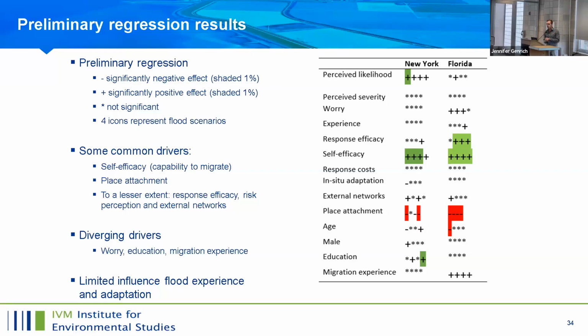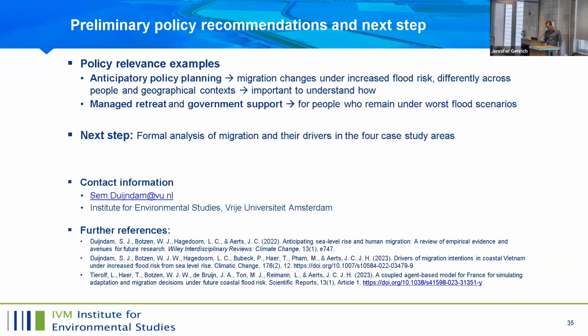What's interesting is that we do see at least a limited influence of in situ adaptation. People who adapted their homes to flooding are not necessarily less likely to move, even though it reduces their flood risk. And people who have experienced flooding are not necessarily more likely to migrate.